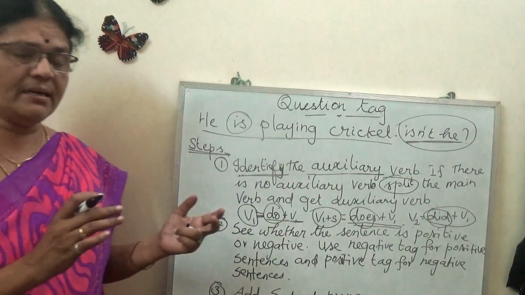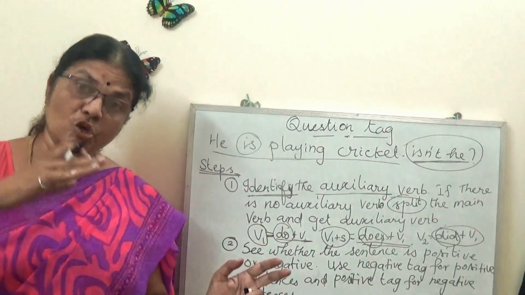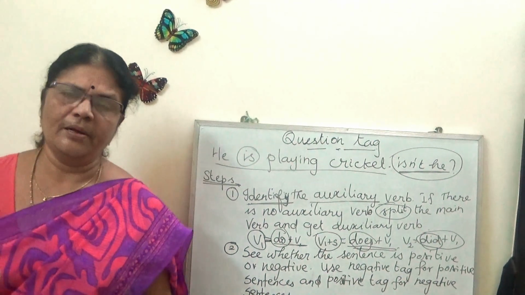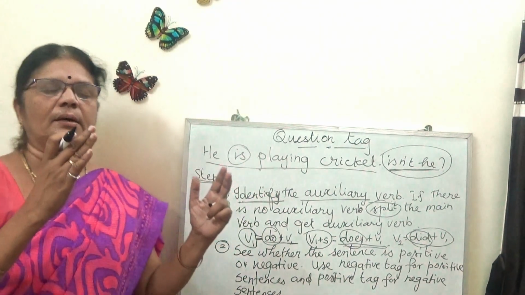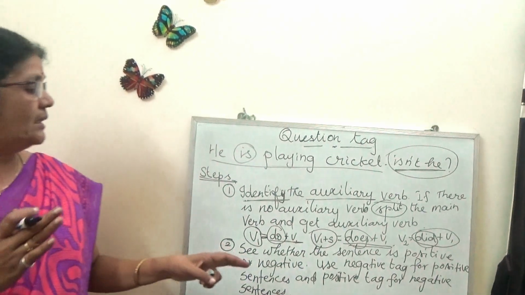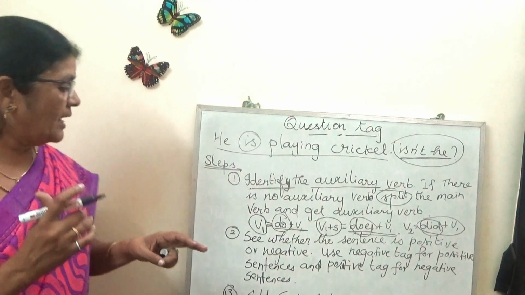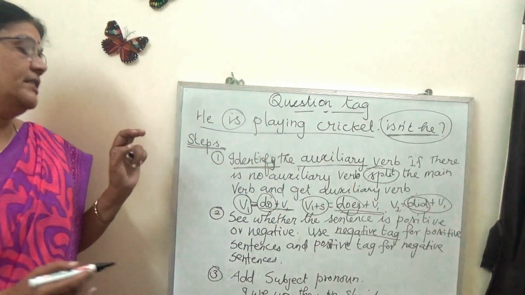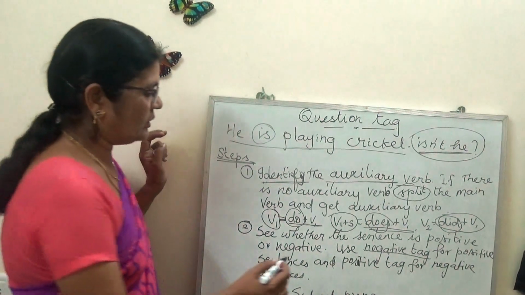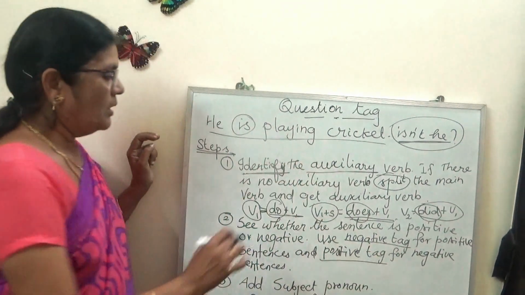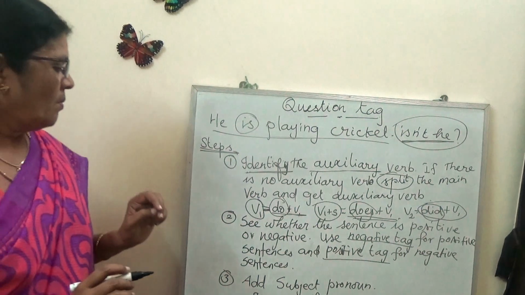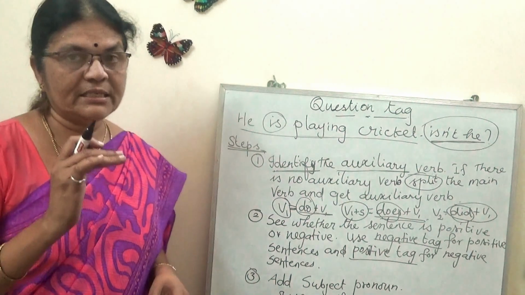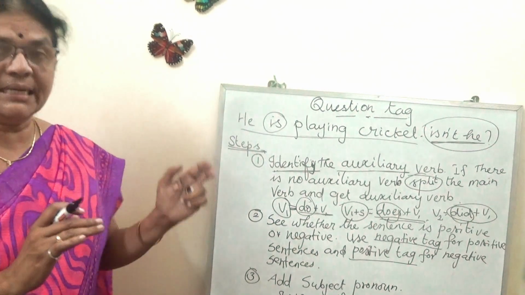Positive sentences: he is a doctor; he goes to temple. Negative sentences: he is not a doctor; he never goes to temple. If the sentence is positive, you have to use the negative tag. If the sentence is negative, you have to use the positive tag. Step 3 is to add the subject pronoun which is given in the sentence.